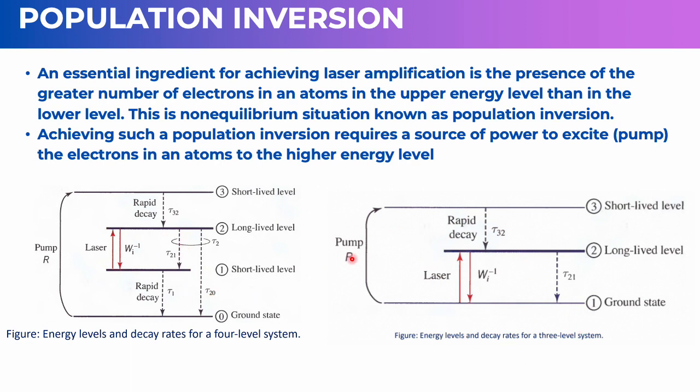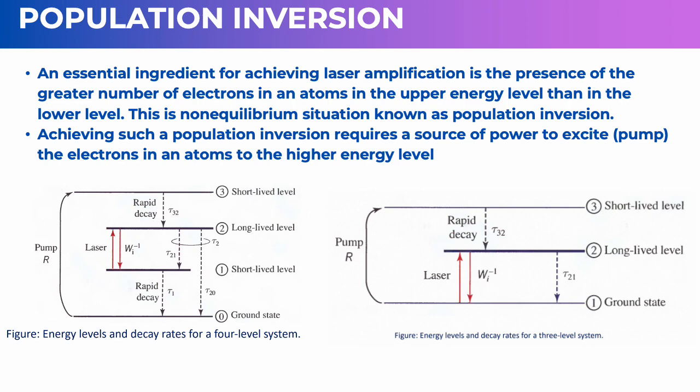In the 3-level system, there's one step less. The pumping happens just similarly to the previous case. It's pumped to an excited state that's short-lived, which then decays into a long-lived excited state. But then the laser transition happens directly between the long-lived excited level and the ground state itself, without the need for a short-lived level in between.